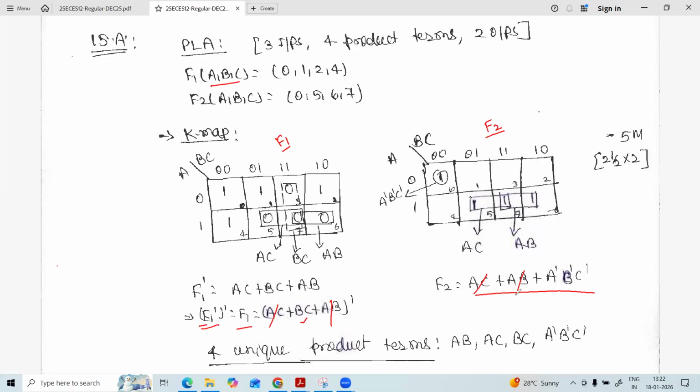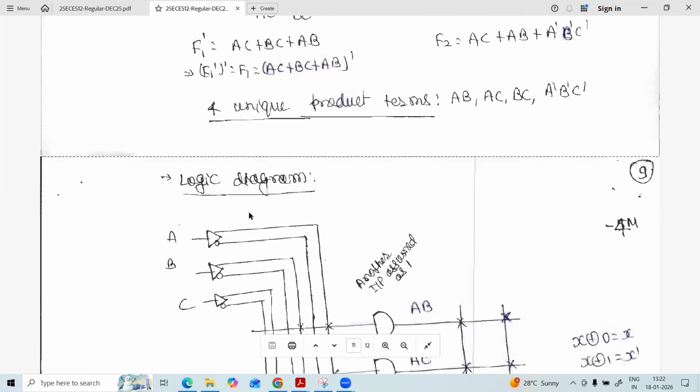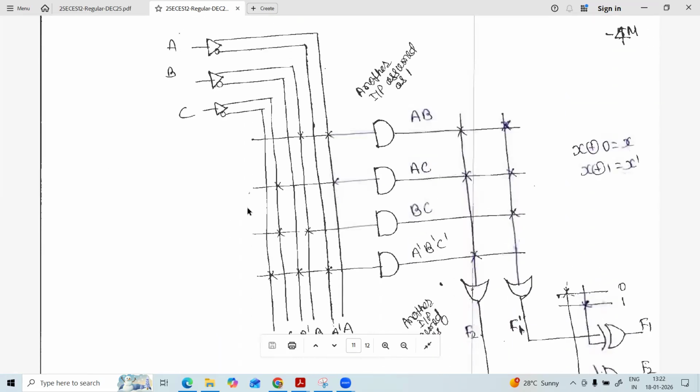That is important. If you are fortunate, by directly taking the K-map of the sum function, you will get 4 product terms, meaning no need to go for the complement. But here you have to take the complements, otherwise you will not get the 4 unique product terms. So once we get the 4 unique product terms, then we have to draw the logic diagram. In this logic diagram, we are going to use the concept of logic array. So that's why we have drawn it like this.